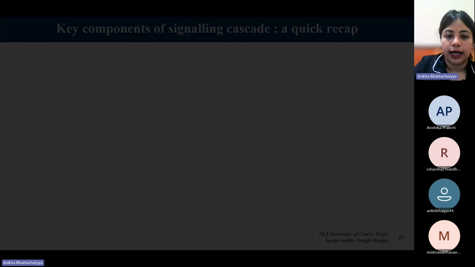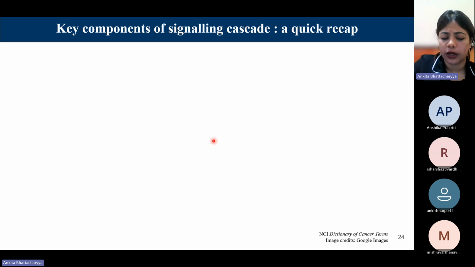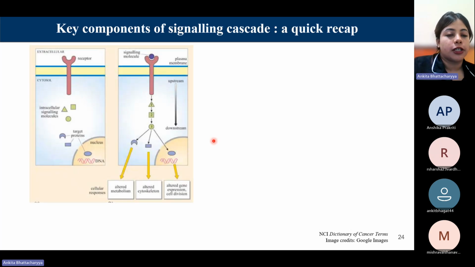Now, moving ahead, we are going to quickly go through the different components of a signaling cascade. You might have studied it already, but people are coming from different levels of study. Some of you are postgraduates, some might be undergraduates or might not have studied it in general. So just to brush it up.